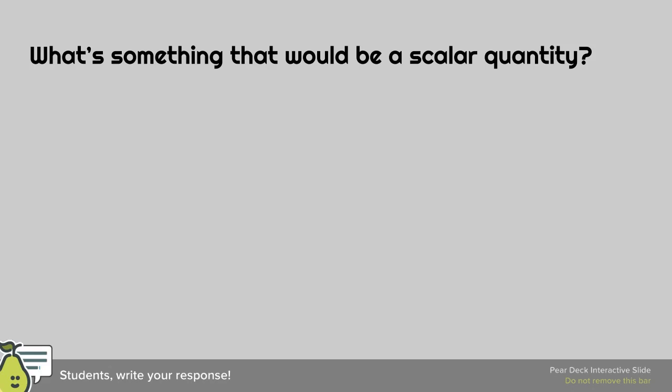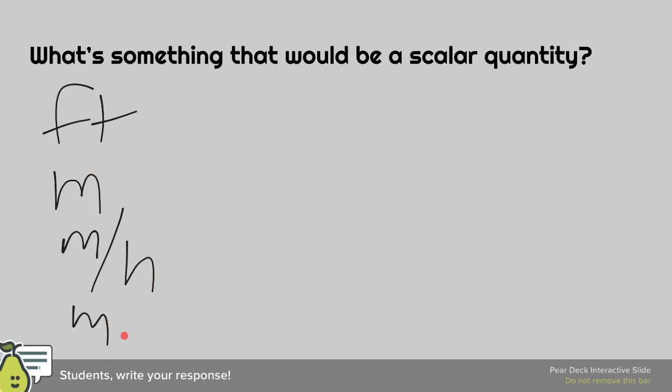What's something that would be a scalar quantity? Feet, meters, miles per hour, meters per second. Those are all scalar quantities. So those are some things that we think about. Meters per hour, so we have no direction in those.